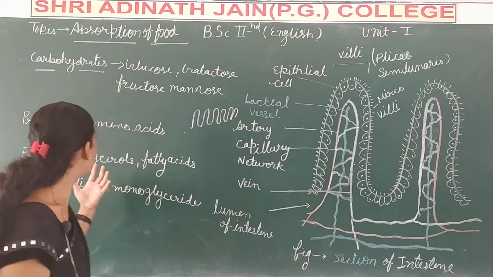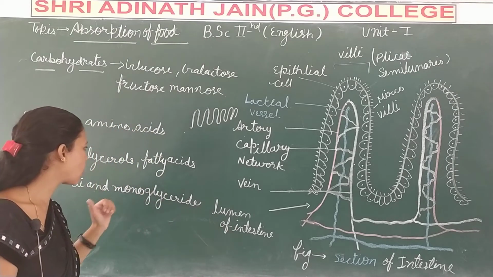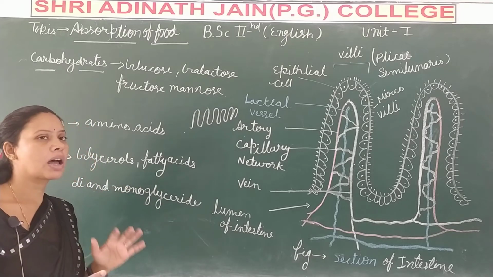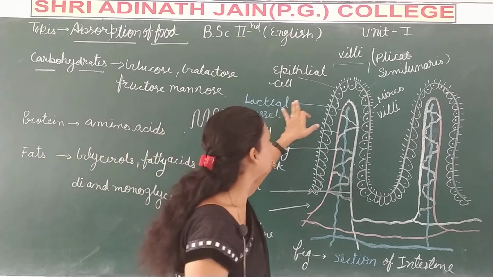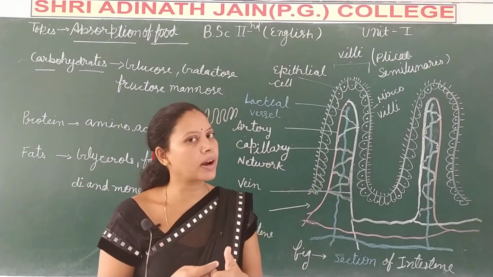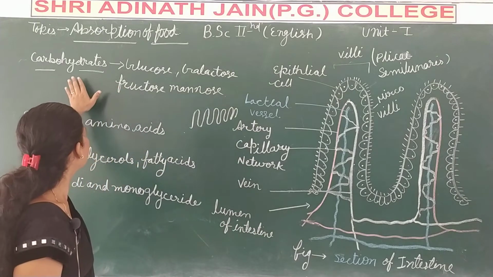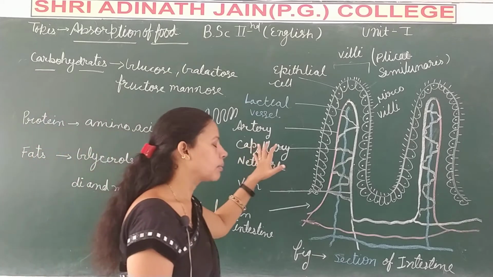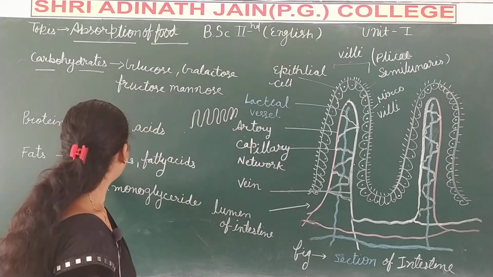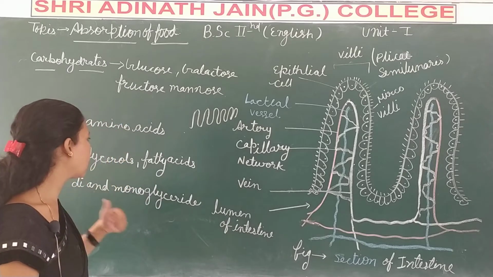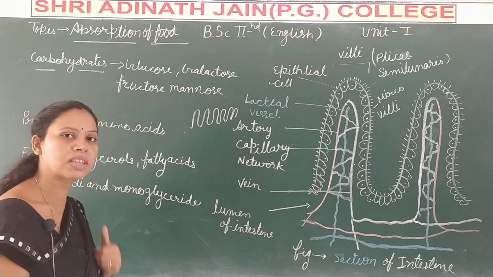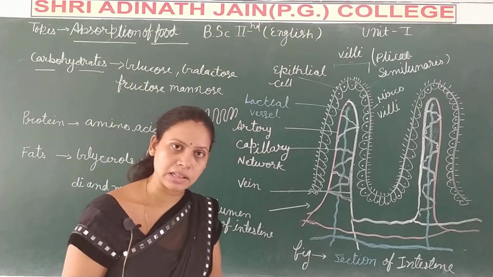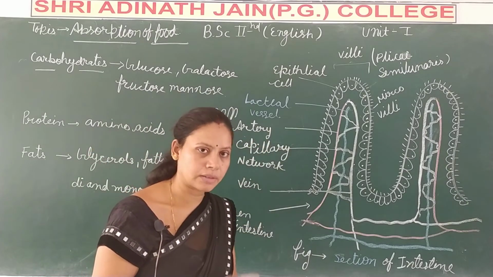But the fat materials, like glycerol, fatty acid, di and monoglyceride, are absorbed from the lacteal vessel. There is a difference between the two parts: carbohydrates and proteins are absorbed by the blood vessels, and the fat materials like glycerol, fatty acid, di and monoglycerides are absorbed by the lacteal vessel. How are they absorbed there?